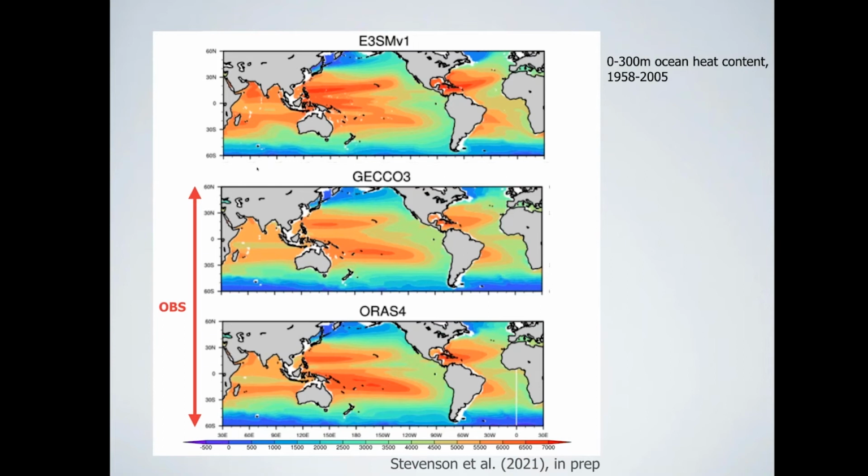I'm putting both of them on this slide just to illustrate that within reanalysis products, there's also some degree of disagreement. The reanalyses don't perfectly agree with each other. This is over 1958 to 2005, that's the reanalysis period. So we think this is a reasonable representation of reality.